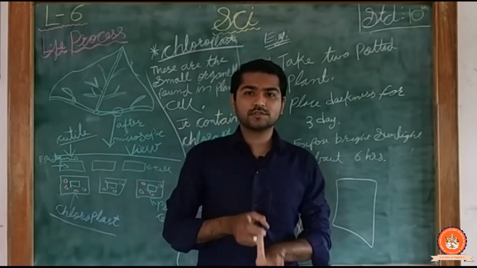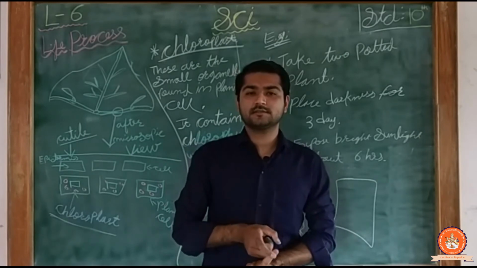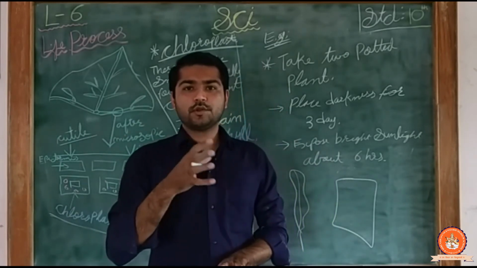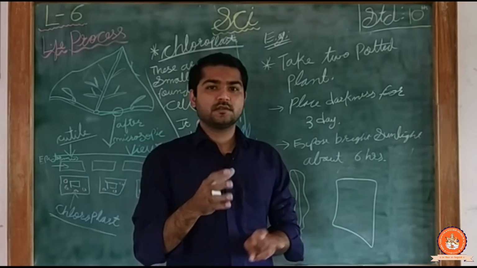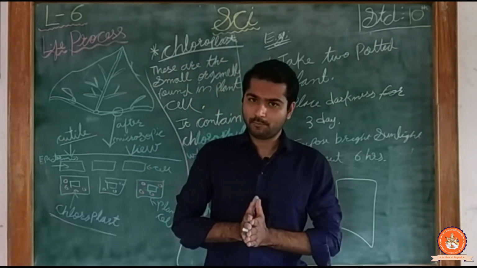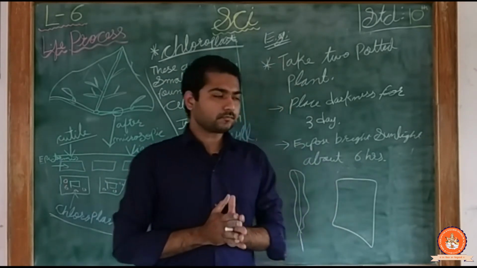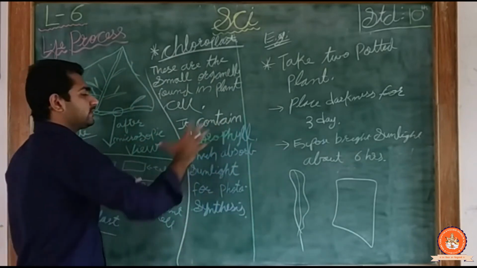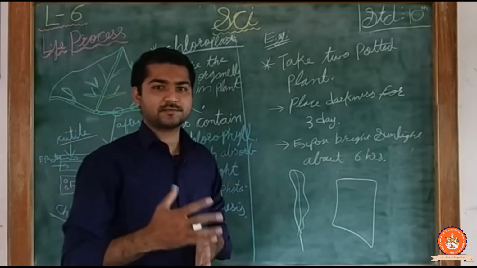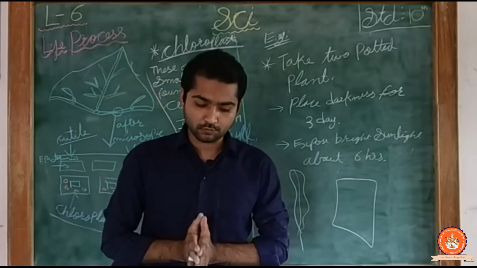So from this we can say that chlorophyll is very important for the photosynthesis process, and second is the storage of starch. Starch means the reserve energy for the plant. Okay students, so I take this activity, or you can say example, to explain the essential of chlorophyll.